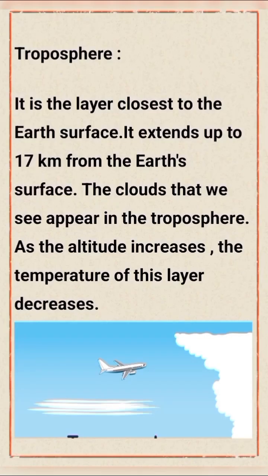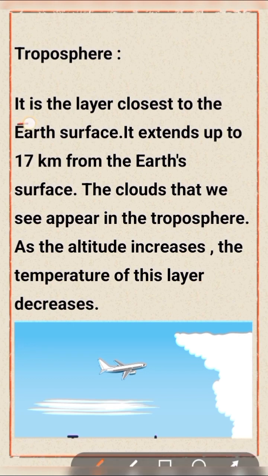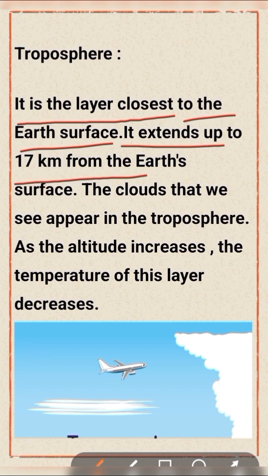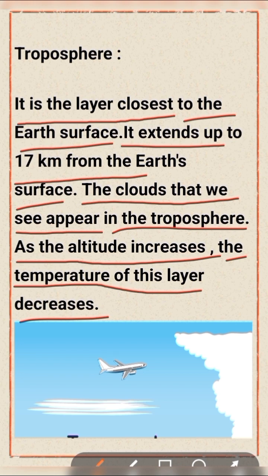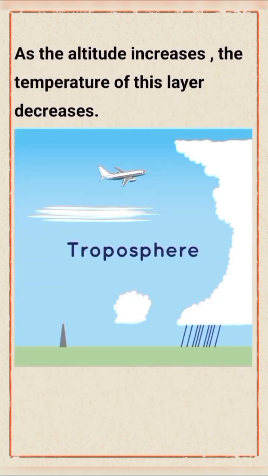thank you. Now explain the troposphere. That is, it is the layer closest to the Earth's surface. It extends up to 17 kilometers from the Earth's surface. Okay, the clouds that we see appear in the troposphere. As the altitude increases, the temperature of this layer decreases. Okay, now show the picture, explain troposphere.